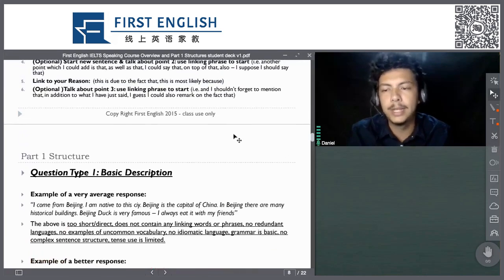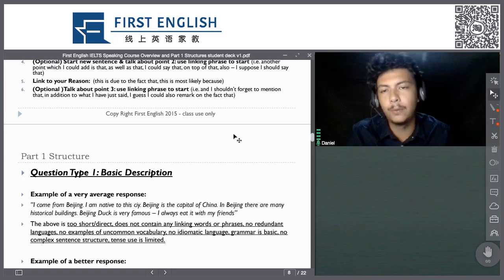So let's say somebody gets asked the question, tell me about your city or describe your city to me. What is your city like? An example of an average response would be something like, I come from Beijing. I am native to the city. Beijing is the capital of China. In Beijing, there are many historical buildings. Beijing duck is very famous, and I always eat it with my friends. Now, of course, looking at this answer, it is perfectly grammatically correct. It makes sense. It provides a good amount of detail and so on.